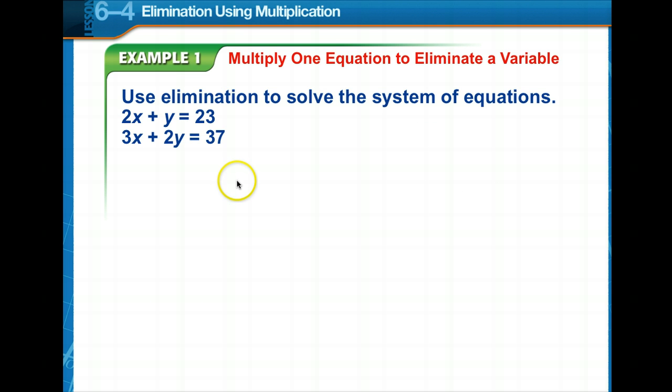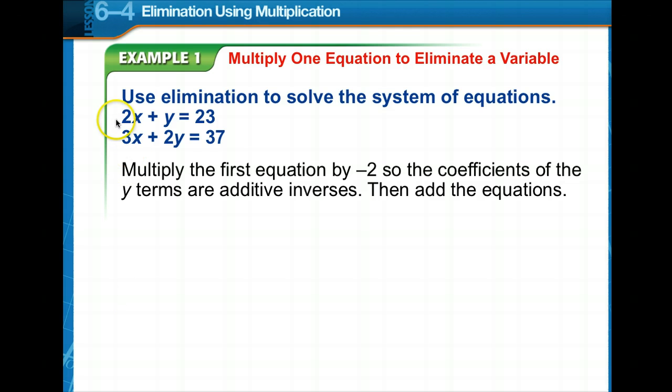So our first example, we're going to multiply one equation to eliminate a variable. Looking at our equations, we have 2x plus y is equal to 23 and 3x plus 2y is equal to 37. Notice that neither of the coefficients, whether x's or y's, are the same or the additive inverse of each other. So we've got to do a little work first before we can get started.